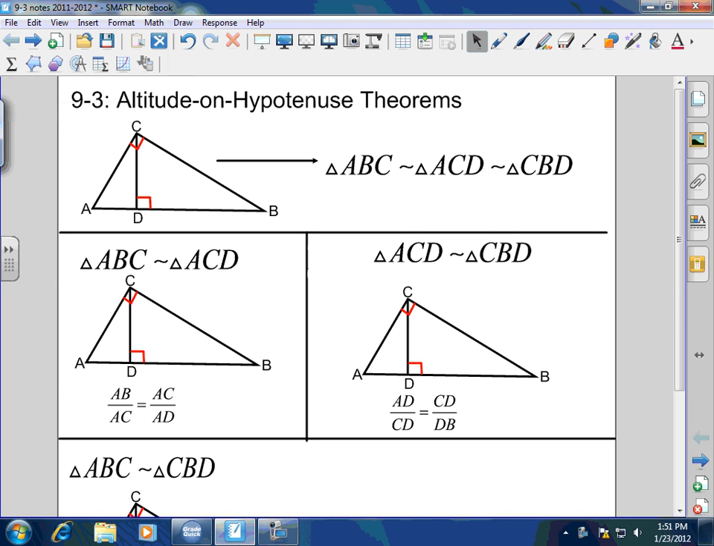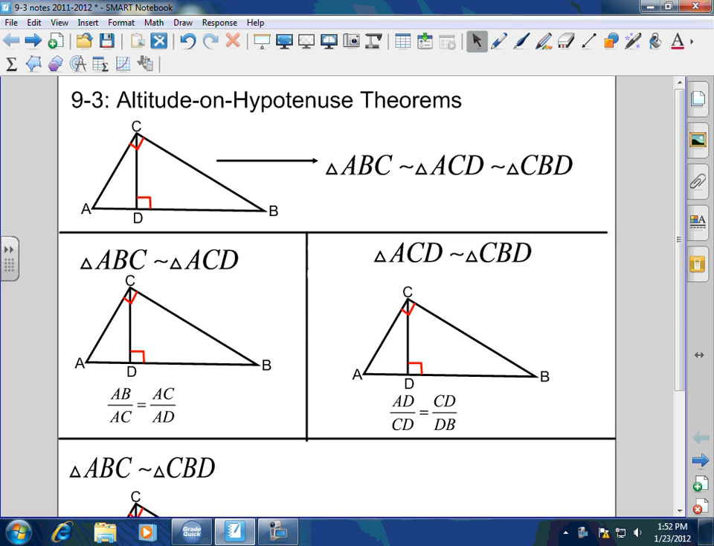Okay, guys, so we started this on Friday, but we didn't get very far, so I redesigned everything, and hopefully I can make this very understandable for you. What we're talking about here is the altitude-on-hypotenuse theorem, and we're going to get to the actual theorem in a second. But I want to show you the mechanics of what happens when you have an altitude drawn from the vertex of a right triangle.